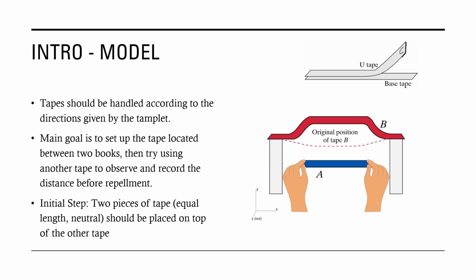For the model, I followed the exact same model that was introduced in the syllabus. The main goal was to set up the tape located between two books, then use another tape to observe and record the distance before repulsion. To start the experiment, I prepared two pieces of tape with equal length and neutral charge, placing them on top of the other.